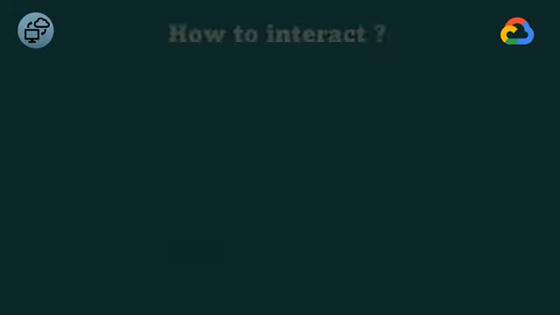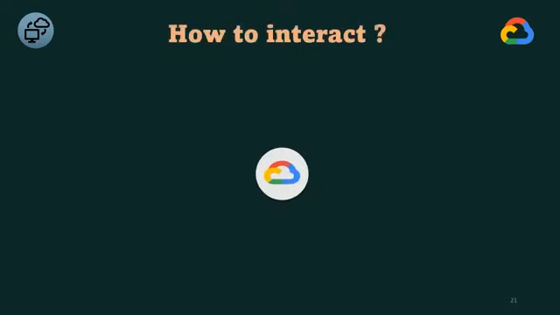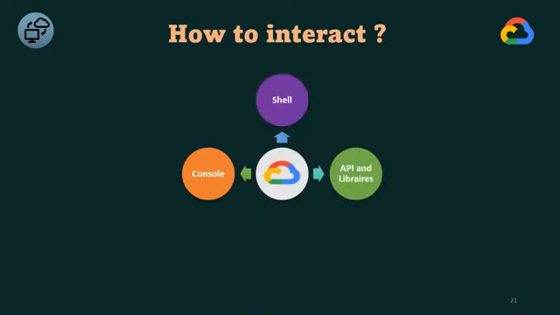You can interact with the Google Cloud Platform through the Cloud Console. You can also interact with the help of Cloud Shell. You can also interact via SDKs or client libraries, and web applications or web apps. So these are the many ways you can interact with the Google Cloud Platform. Let us try to understand what each of these is.